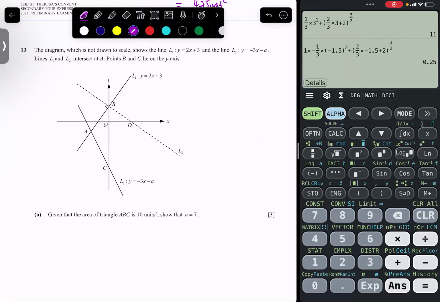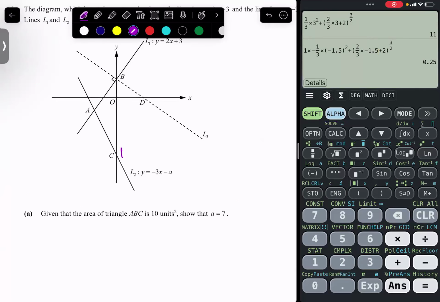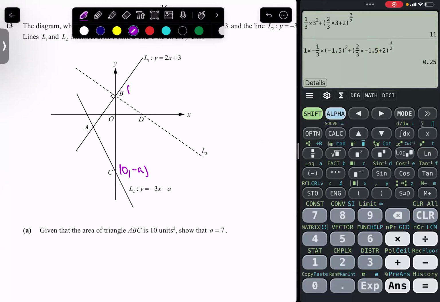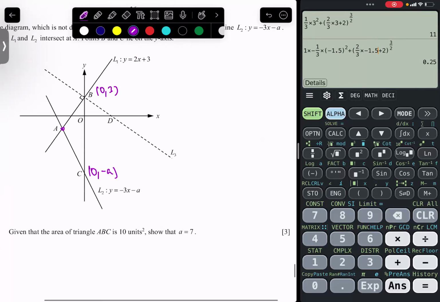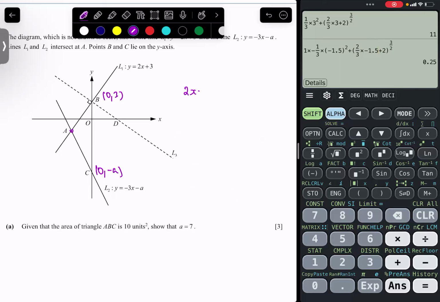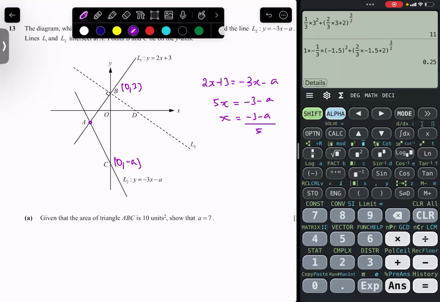Okay, so this coordinate is (0, -a). B coordinate is (0, 3). Now since both lines meet at point A, we can also say that 2x + 3 equals -3x - 8. So 5x equals -3 - a, x equals (-3 - a) divided by 5. At least that's the x coordinate for now.